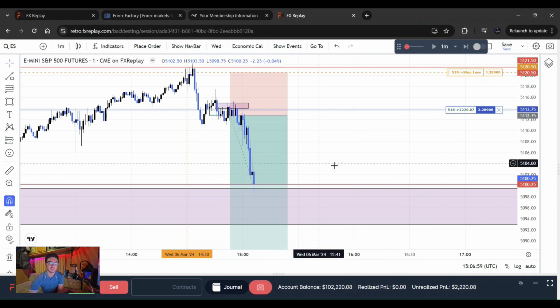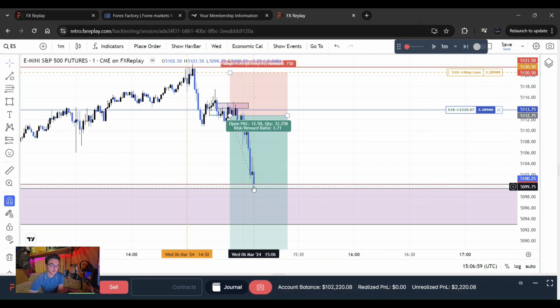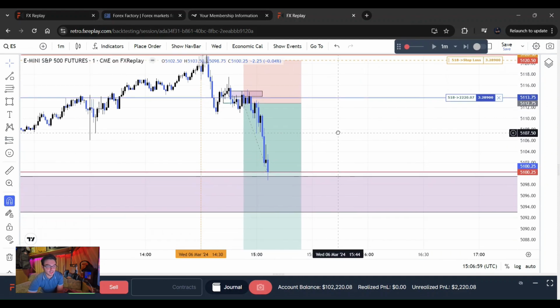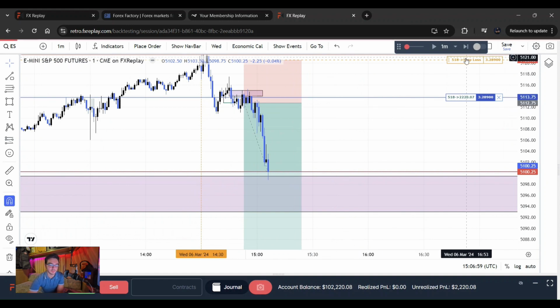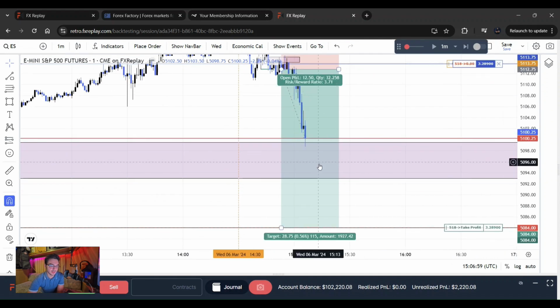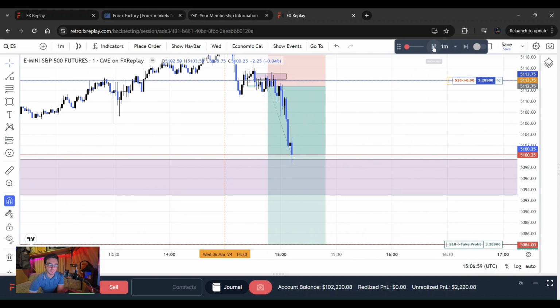There we have it. That is TP1. We swept out these lows. I would be taking probably about 75% of my position, leaving the rest with stops at break even to target the 50% mark and these lows down here. Let's see if price gets there.